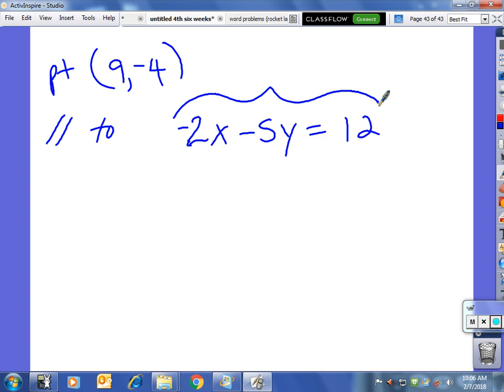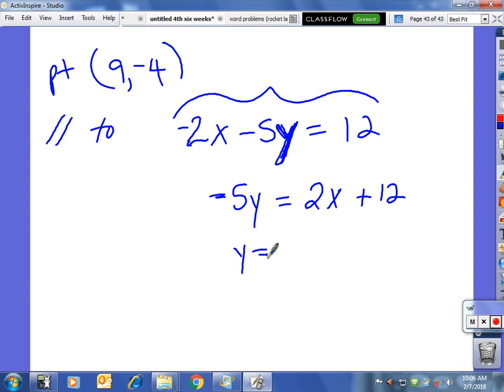What am I going to have to do? I've got to solve this thing for y. I've got to put it in slope-intercept form. So the 2x, the negative 2x, is going to have to go to the other side. Are you with me? I'm converting here. So then I would have negative 5y equals positive 2x plus 12.